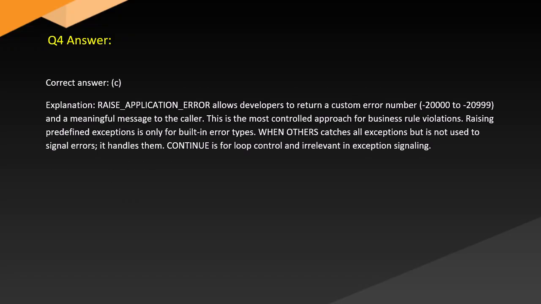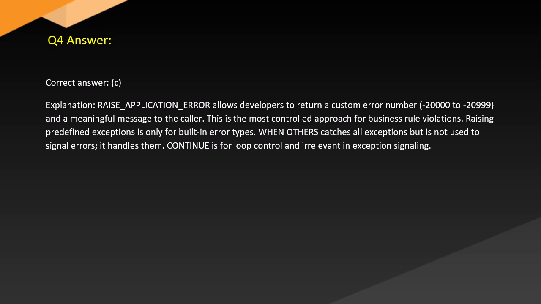Answer. Correct answer, C. Explanation. RAISE_APPLICATION_ERROR allows developers to return a custom error number from -20000 to -20999 and a meaningful message to the caller. This is the most controlled approach for business rule violations.